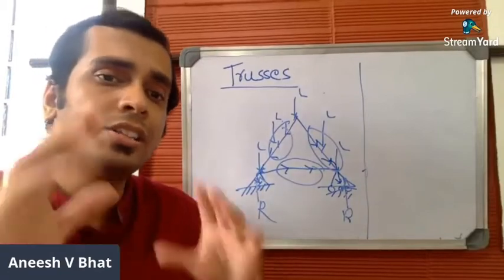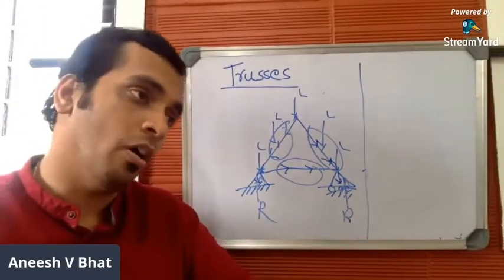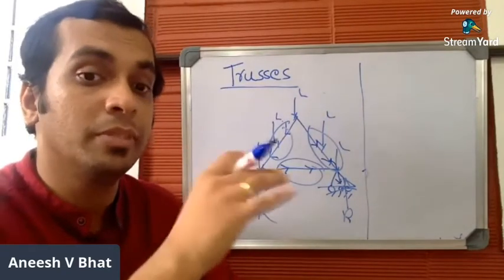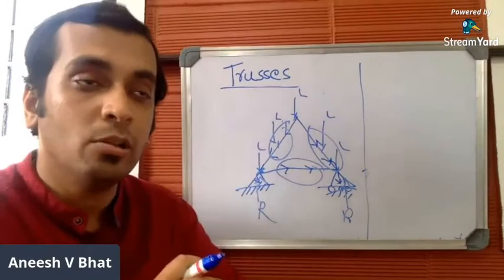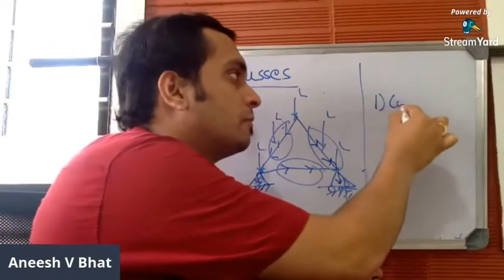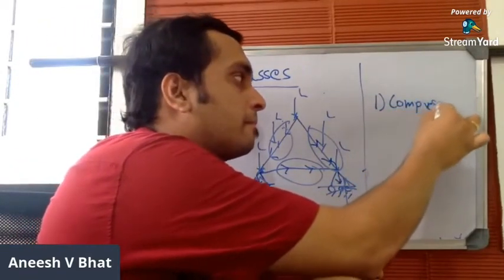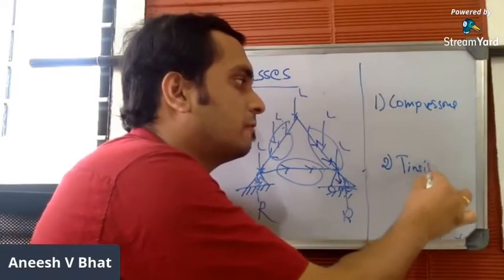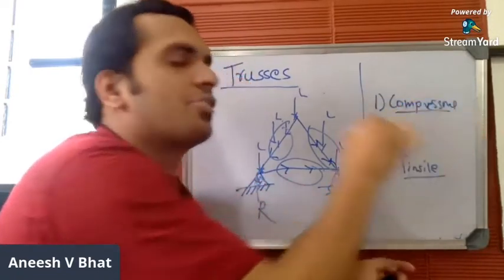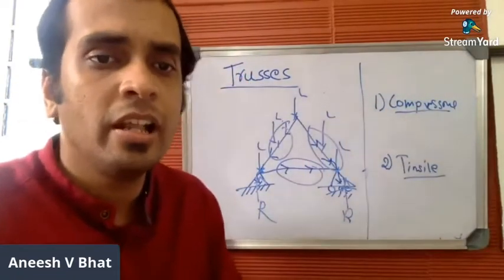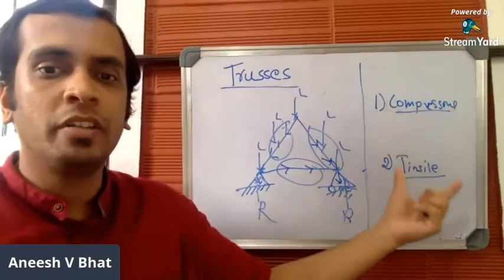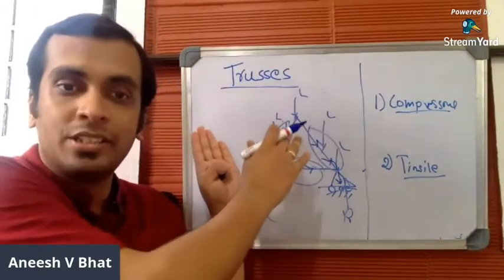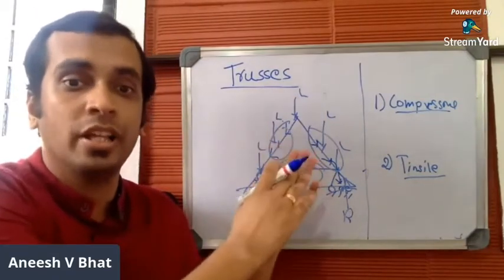Now, since all the straight members carry a certain amount of load or force, there are two types of loads which a particular straight member carries. The first type is compressive load, and the second type is tensile, or compression and tension. A straight member will be either under compression or under tension. As you know, every straight member carries a certain amount of load or force.